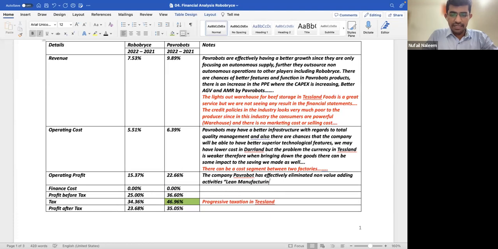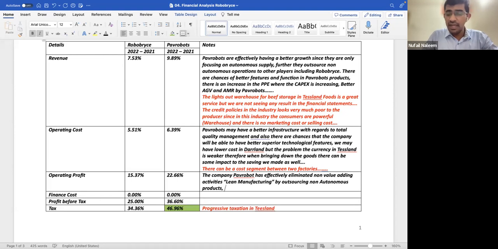What is that, students? Lean manufacturing by outsourcing non-autonomous products. By outsourcing non-autonomous what, students? Products. Make sense or doesn't make sense, students? Of course, it makes sense. Can I quickly get a double Y in the chat box, students, if you are clear with that? Because that may be one reason they are doing even better than us.